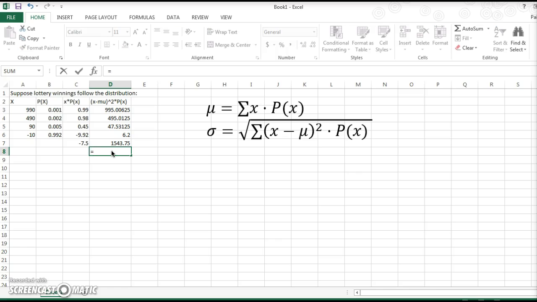So if we put the equal sign, SQRT, this, the variance. So this is our standard deviation. So that concludes how to find the mean and the standard deviation in Excel.